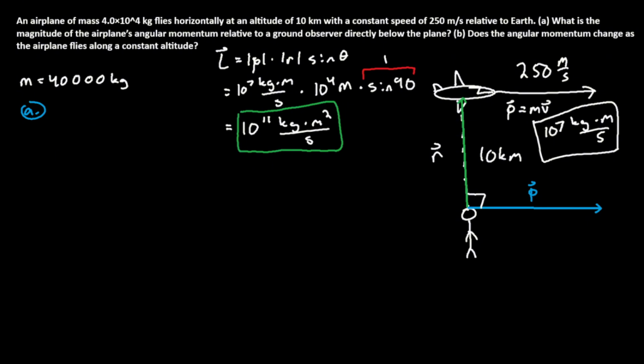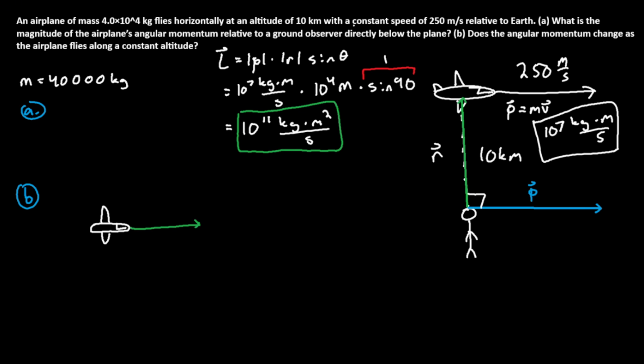Now how about part B? For part B, we need to solve the angular momentum as the airplane flies along at a constant altitude. So what does this mean? Well, let's draw the airplane again. We're trying to see if the angular momentum changes as the airplane flies along. So let's draw it ahead. The airplane is maybe flying here, sideways, flying like this, and its velocity is still going in this direction.